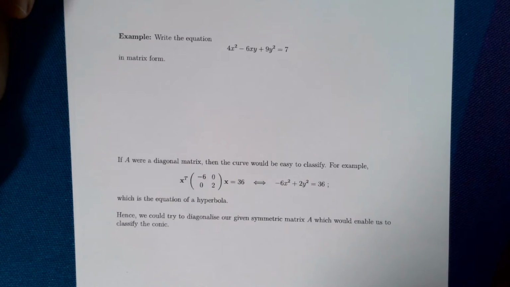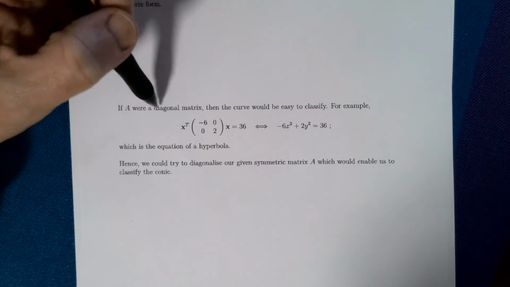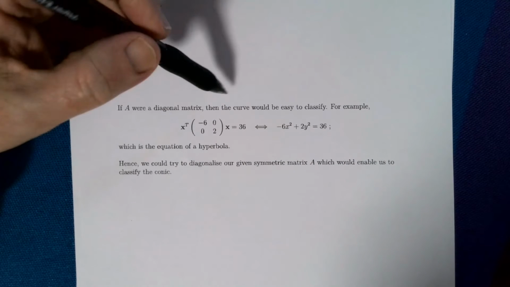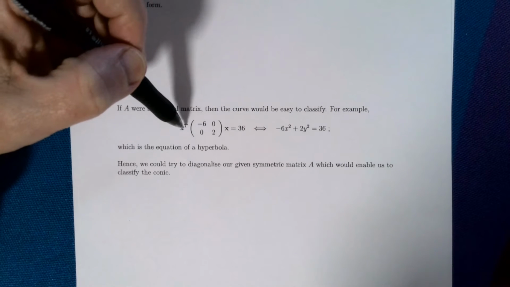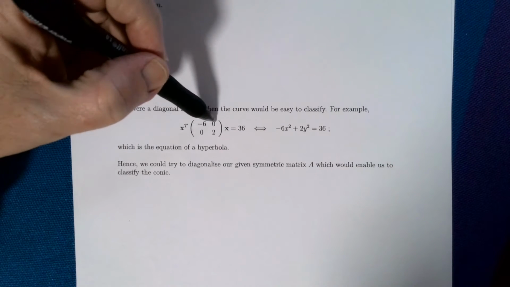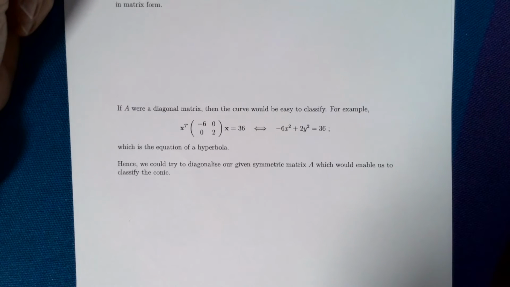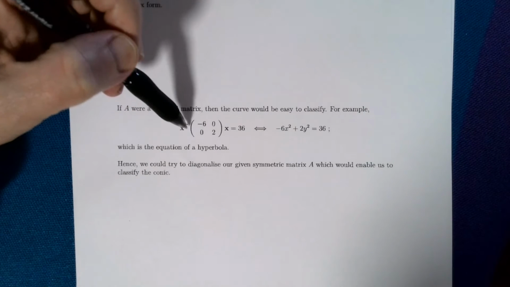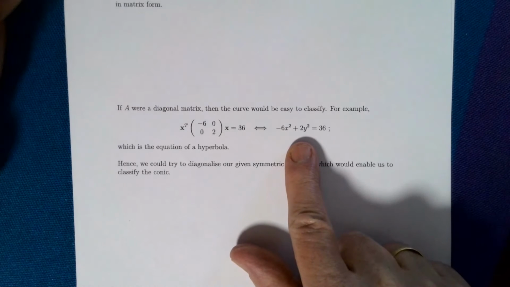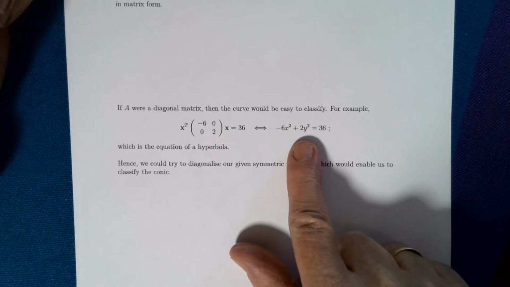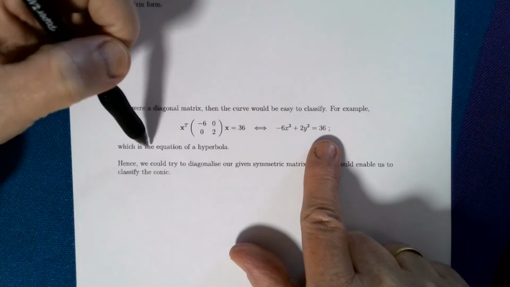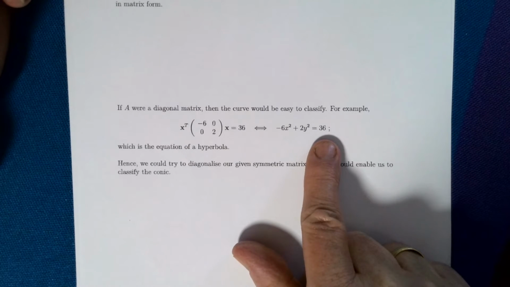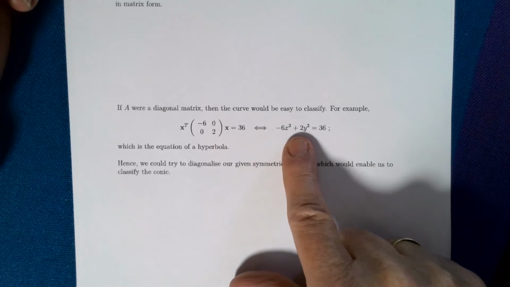Now we just noticed that if A were a diagonal matrix, then the curve is very easy to classify. So for example, if the matrix A was minus 6, 0, 0, 2, then when you expand this back out again, it'll correspond to this conic here: minus 6x squared plus 2y squared is 36. And you can see that this one is going to be a hyperbola. It's got one negative and one positive sign in front of the x's and y's.